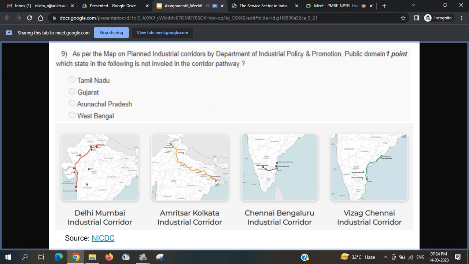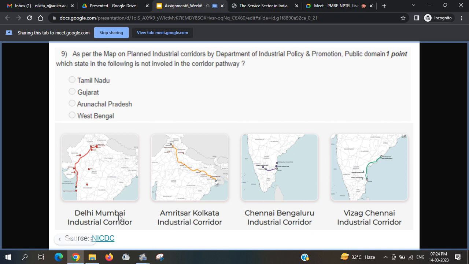So this question basically pertains to the national industrial corridors or industrial corridor pathways that have been established in the country or are taken up by the government of India. So for example, this is the list of different corridors which have been planned.